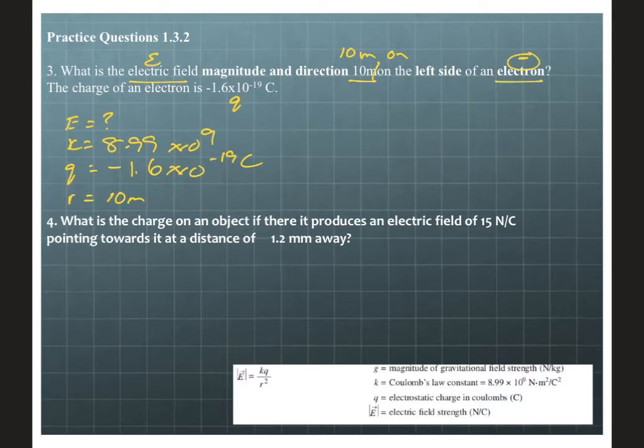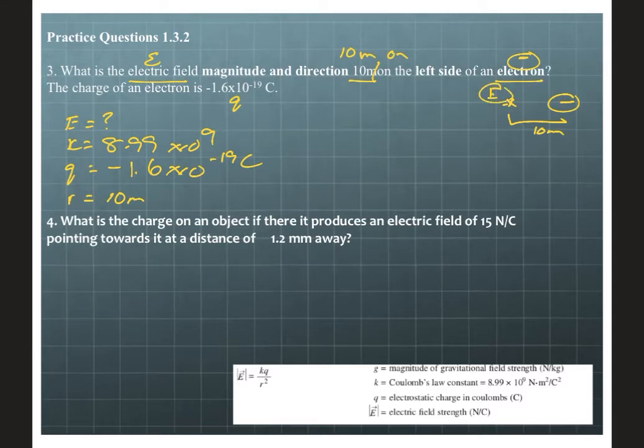So sometimes it is important to draw this out. If I'm going to draw this out, here's my electron, that's my source, and this test body that we're being asked about is going to be right here. This is 10 meters to the left of it. So now we just have to calculate what is the electric field strength out here.